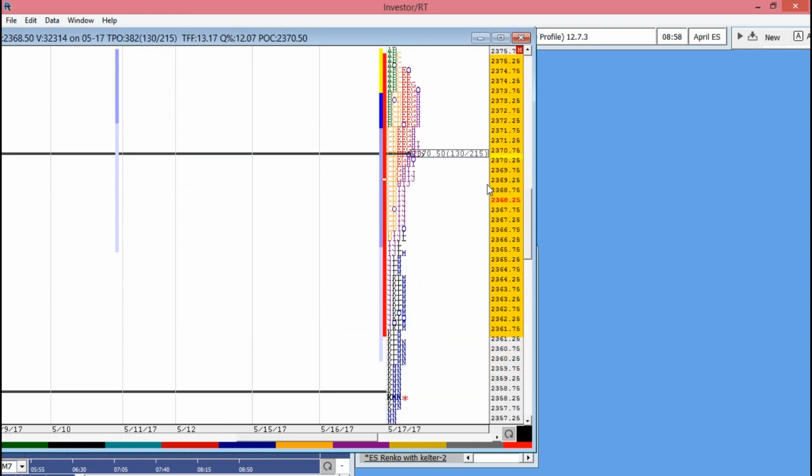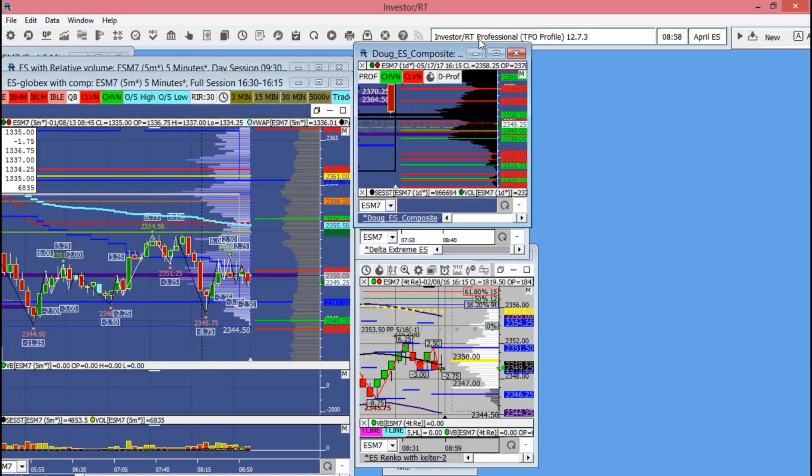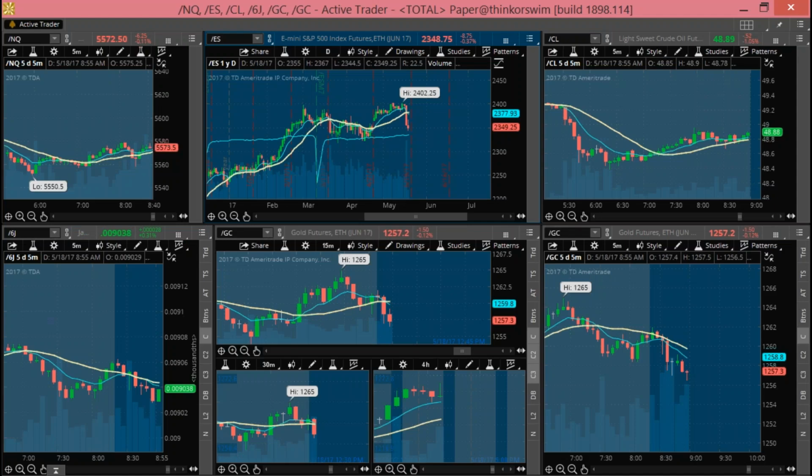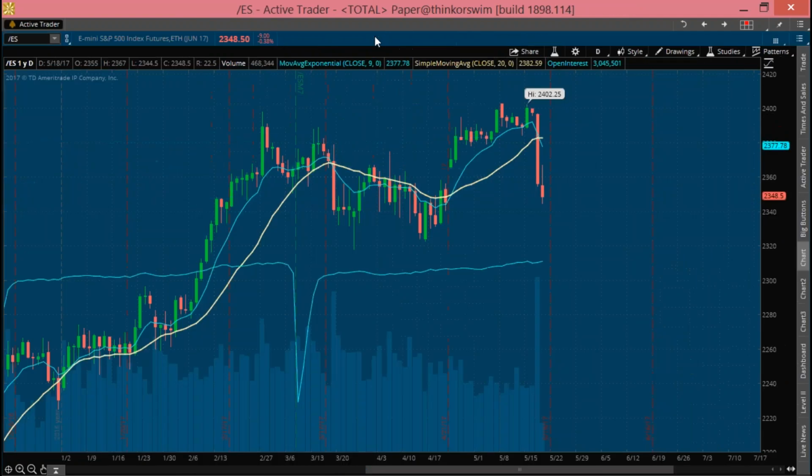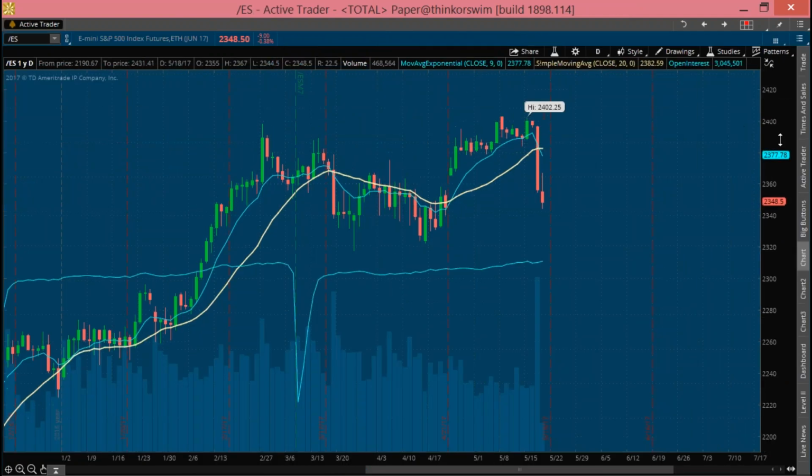So my hypothesis is still for continuation lower and the start of a downward trend. Will it play out? We don't know yet, but that's what the context of the market is telling us. And understanding context is very important when you're trying to understand auction logic and volume and market profile.